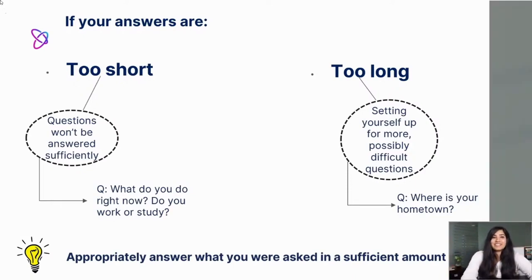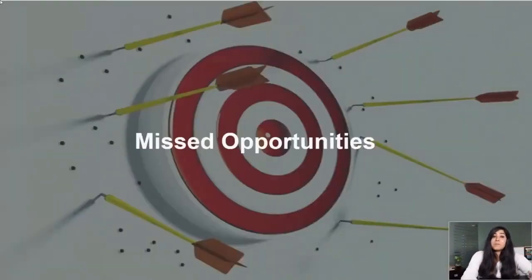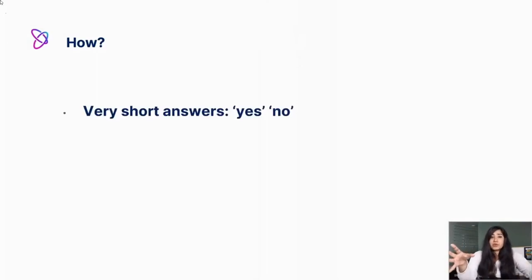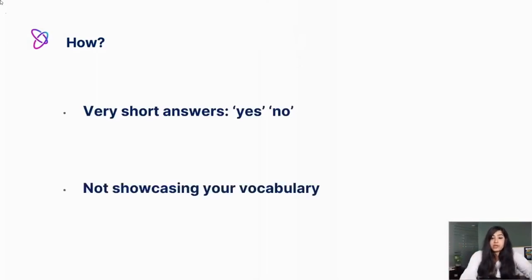All right? Okay, next one, missed opportunities. So here, what do I mean by it? How would you miss an opportunity? First of all, if you just answer very short answers like we just talked about, yes or no. And second of all, if you're not showcasing your vocabulary. So this speaking exam is basically for you to showcase your speaking abilities. So if you just answer short and just say yes or no, you are not showcasing your vocabulary.